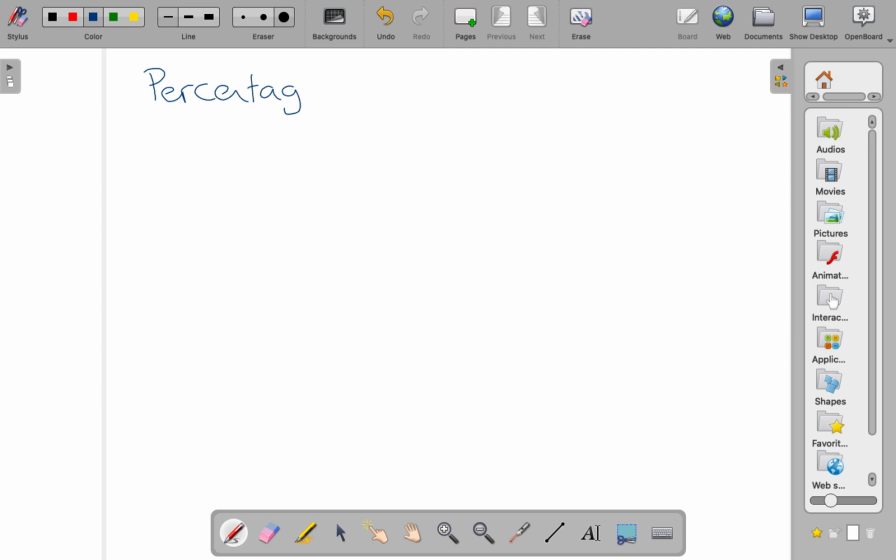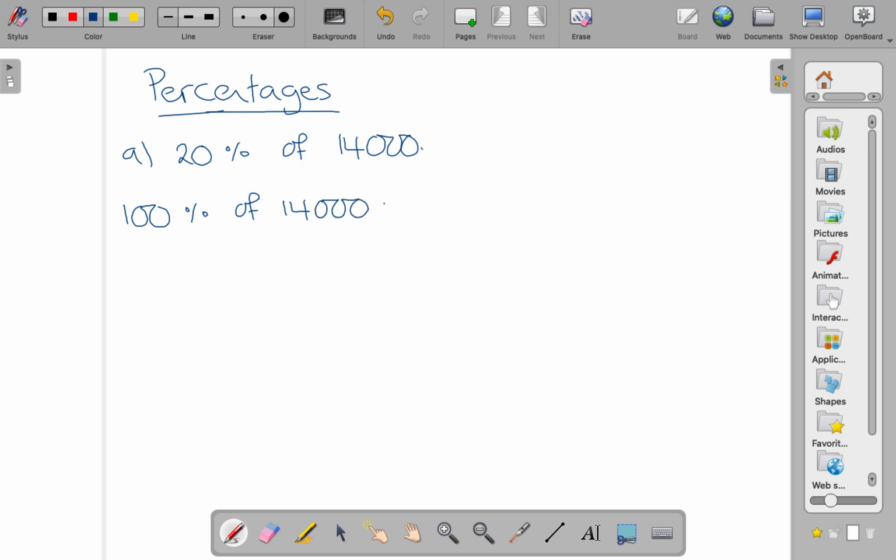Percentages. Okay, so let's say, for example, you're asked to find 20% of 14,000. Now the way that we do this is we recognise that 100% of 14,000 is equal to 14,000. Because 100% of something is just that number. So it's the whole thing. So 100% of 14,000 is just 14,000.